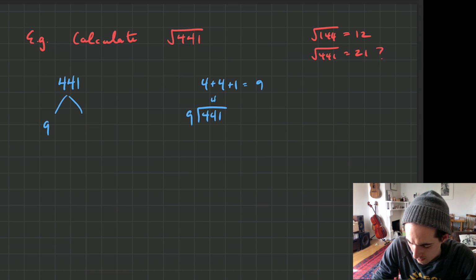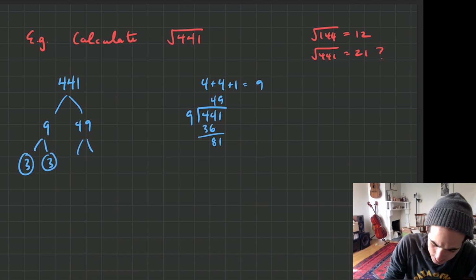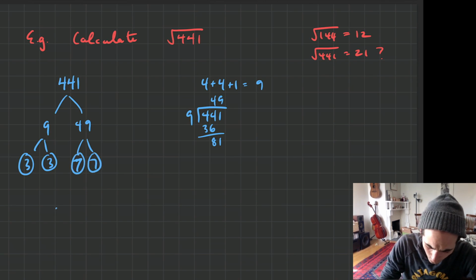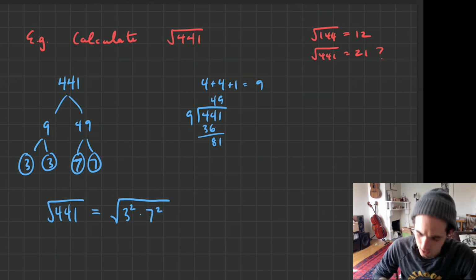4 times 36 would be 8. And then, so yeah, it would give us 49 left over. Okay, and then 9 is 3 times 3. This is factorable, and 49 is 7 times 7. So 441, the square root of 441 is equal to the square root of 3 squared times 7 squared.